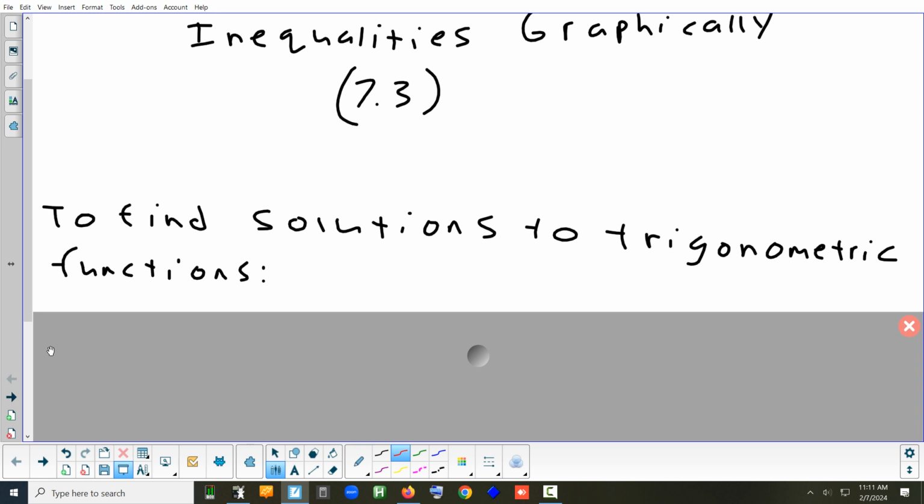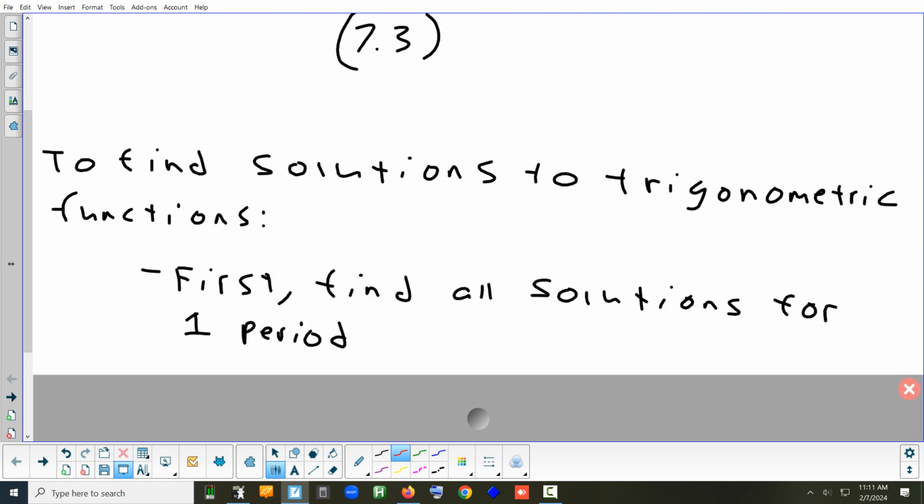So this is just a review of how you find solutions when you're dealing with a periodic equation, or a trig equation. The idea is find all solutions in one cycle. That means you need to know how to figure out the cycle length. What's the formula to find the cycle of sine, cosine, secant, or cosecant?